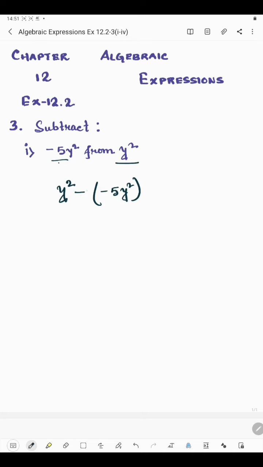So this minus sign we have given as the question is subtraction, and this minus sign is its own. Okay, now y square will remain the same, then minus sign, bracket and then minus sign. That means minus multiplied by minus, so it's plus. Minus minus is plus, right? So we'll put plus sign, plus 5y square. Now we will have to add these two. Coefficient of this y square is 1 and coefficient of this is 5, so 5 plus 1 is 6, and then we write the variable part, which is y square. So the answer of the first part will be 6y square.